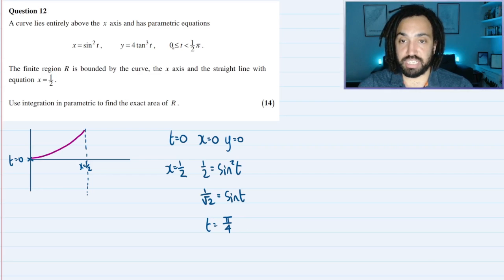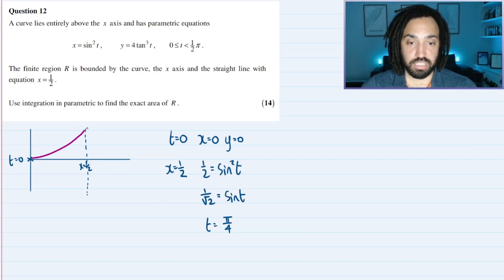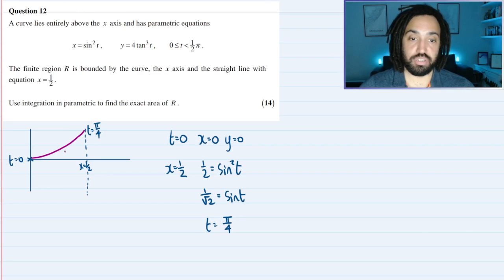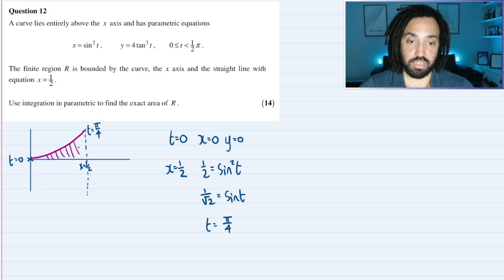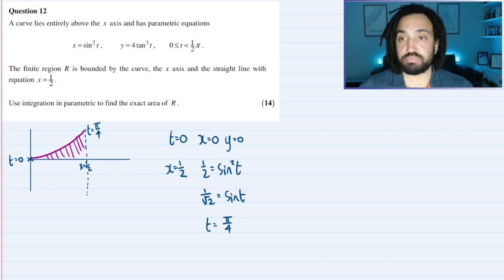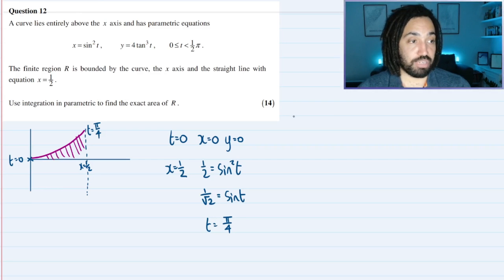Okay, and also t is between 0 and pi over 2. So it can't be the negative version of that when we square rooted. So it has to be pi over 4. t is pi over 4. Brilliant. So right here, t is equal to pi over 4. So that's what we're integrating between, those two t values, and we're going to get this area which we've been asked to find. Okay, now we can do our parametric integration formula.